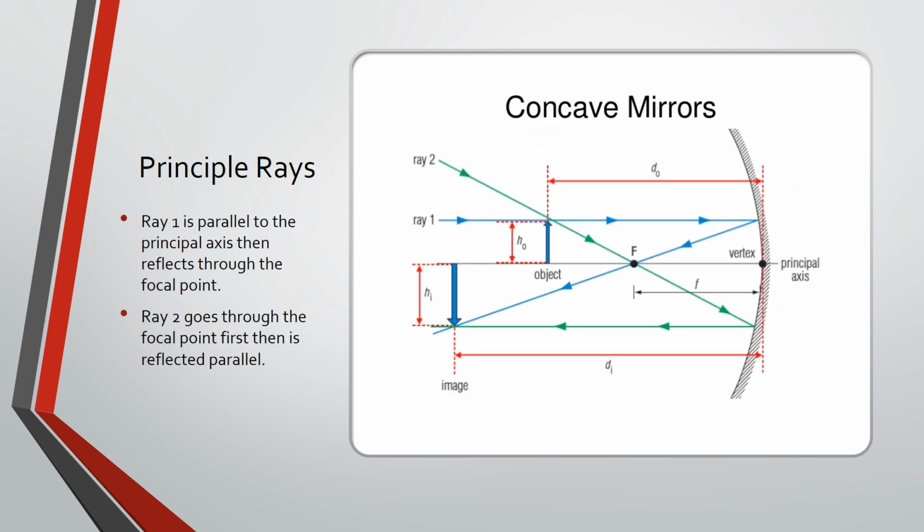Whether you're dealing with mirrors or lenses, you always have principal rays. For mirrors, there are 2 main principal rays that we'll be looking at for the lab. One is the ray that runs parallel to the principal axis and then reflects through the focal point. Ray 2 goes through the focal point first and then is reflected parallel. Where those 2 rays intersect will be where the image is. You can also use a third principal ray, which would be reflected at the vertex, where the angle of incidence equals the angle of reflection, and it should go through the exact same point also.